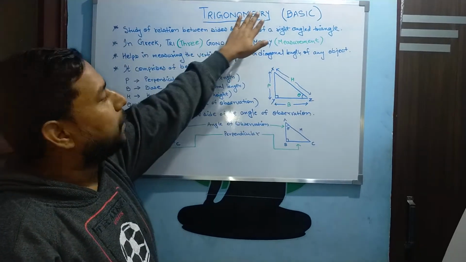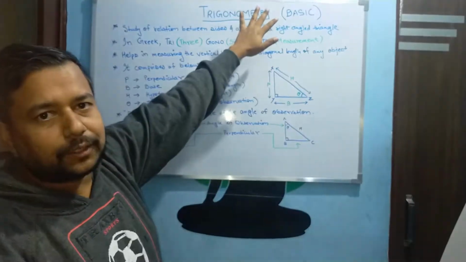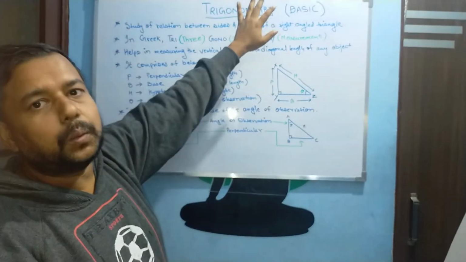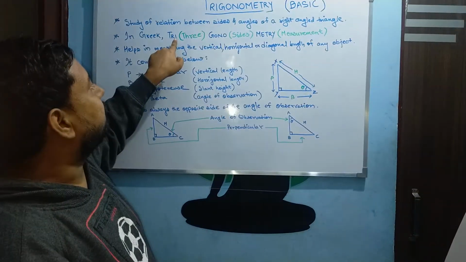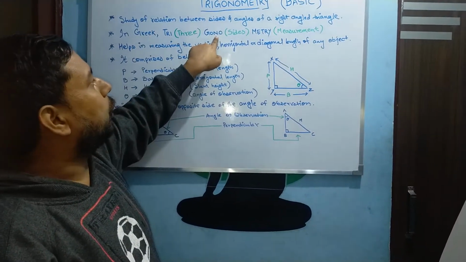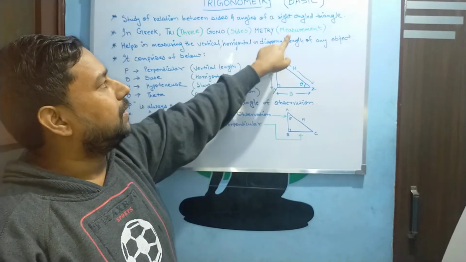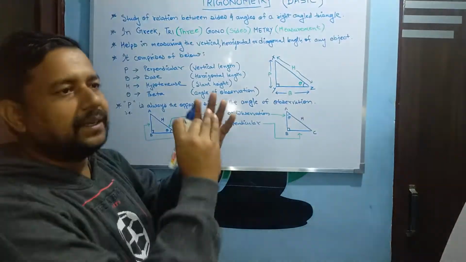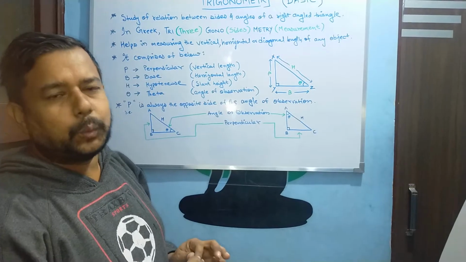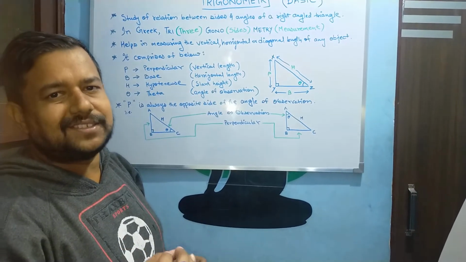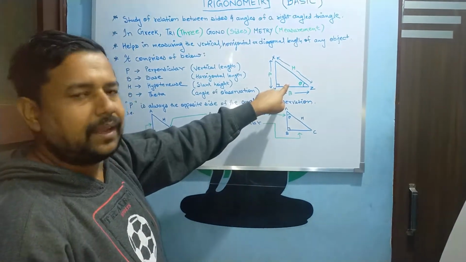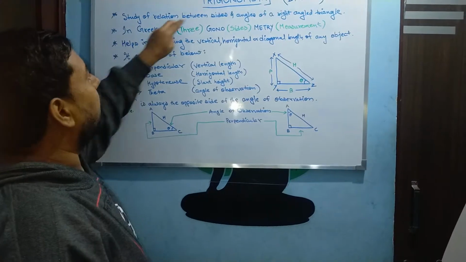Second, trigonometry is written in English, though it is comprised of three Greek words. You can see as tri means three, gono means sides, and metri means measurement. So the measuring of three sides. Which is the simplest polygon with three sides? It's triangle.